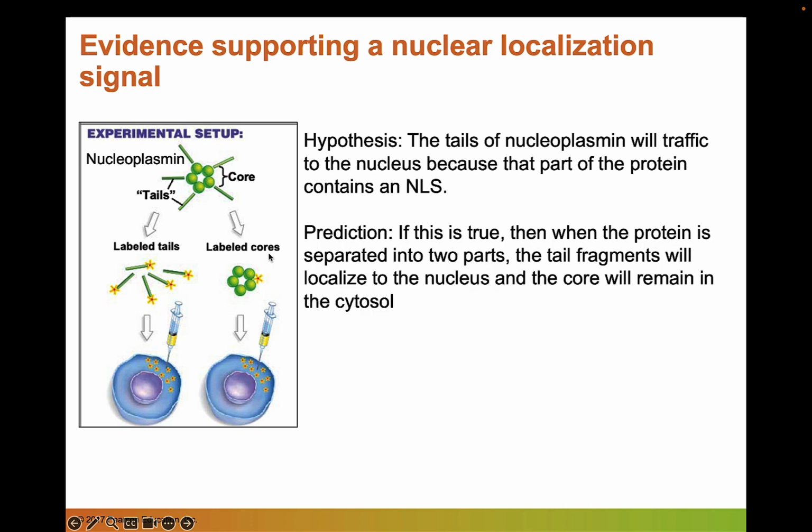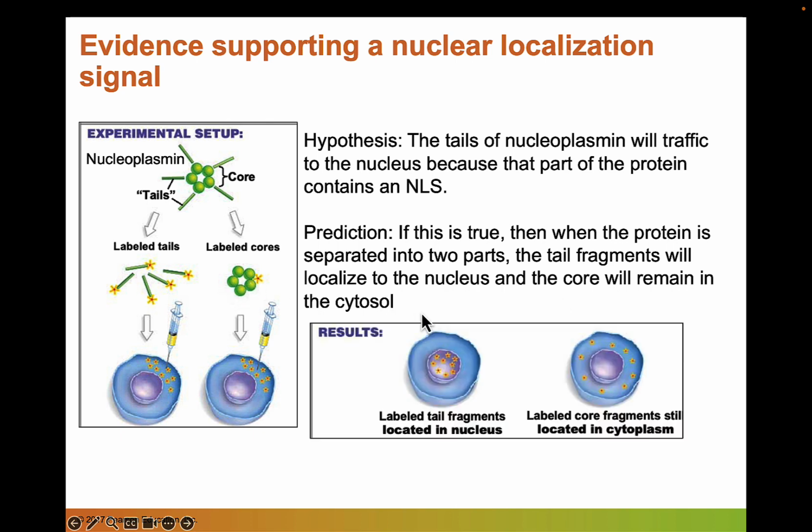And they're thinking that, their prediction, if this is true, if the tails have the NLS, then when this part of the protein, when it was separated into two parts, the tail fragments will localize to the nucleus, and the core, this part of the protein, will remain in the cytosol. And so here were their results. When they injected the tail fragments and waited, sure enough, those tail pieces went to the nucleus. And when they looked at the cells where they had injected the core fragments, those core fragments remained in the cytosol. So this suggested, again, that there was this nuclear localization signal.